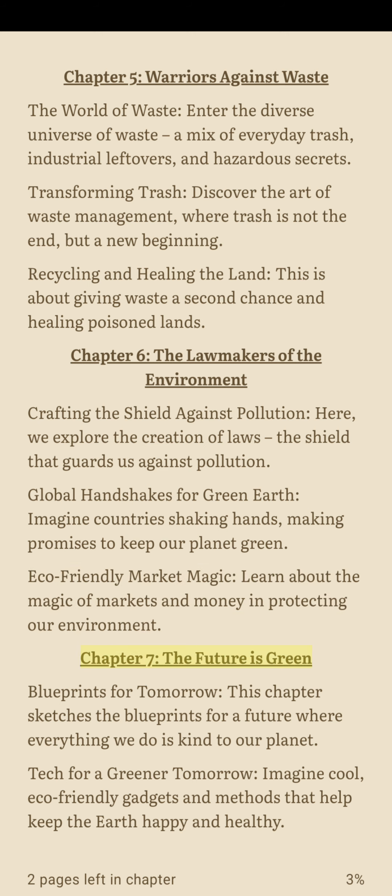Chapter 7. The Future is Green. Blueprints for Tomorrow. This chapter sketches the blueprints for a future where everything we do is kind to our planet. Tech for a greener tomorrow. Imagine cool, eco-friendly gadgets and methods that help keep the Earth happy and healthy.